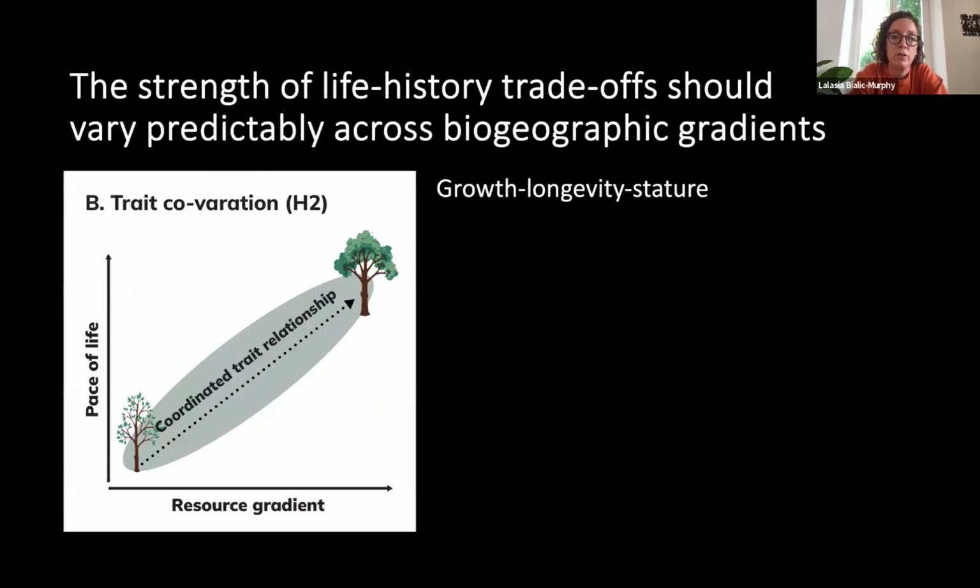Scaling out from this really simplistic viewpoint of the fast-slow continuum, and how that may map out over biogeographic gradients, we would expect that as species are diversifying or just occupying different environments, there should be really strong trade-offs between these traits. When I'm talking about trade-offs, we're talking about the trade-off between growth, longevity, and stature. So for example, if you're going from cold environments to warmer environments, you would expect that species would be stimulated as far as plant growth, but that would come at the cost of lower life expectancy.